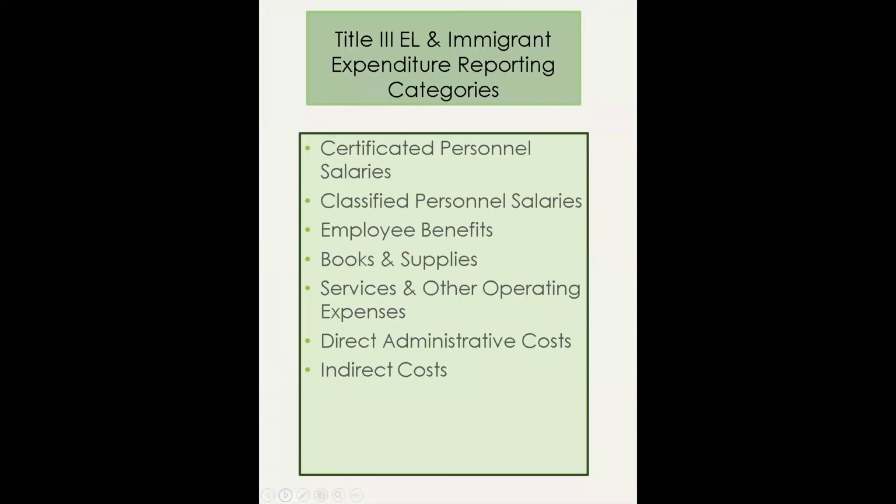All right, and next is Title III and immigrant. You can see expenditure reporting. They have categories that are categorized differently. And these are essentially the kind of allowable costs under these two programs. So that's how you're going to be reporting your certificated salaries and your classified salaries separately. And then benefits are going to be reported separately, books and supplies, operating expenses, and then your direct and indirect admin costs. So different kinds of categories.